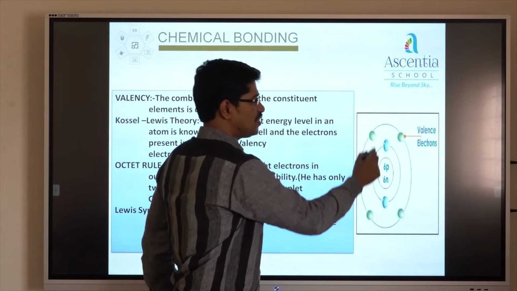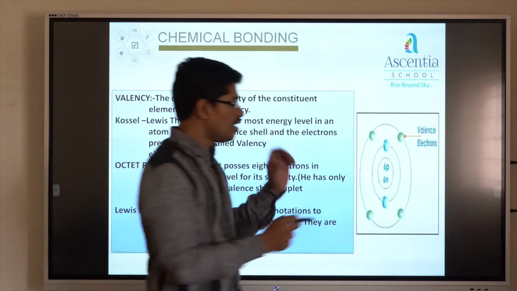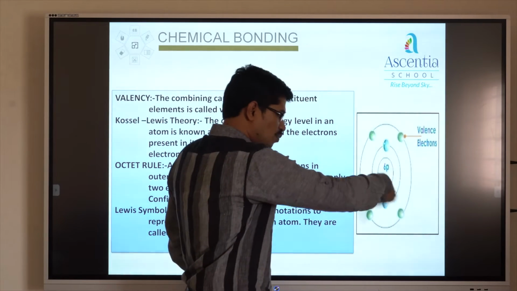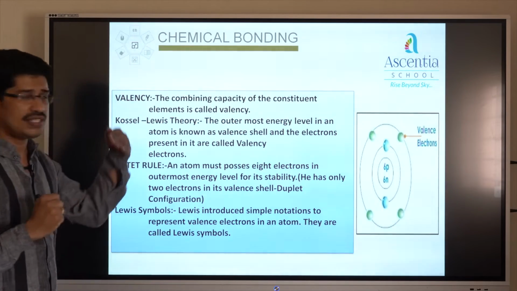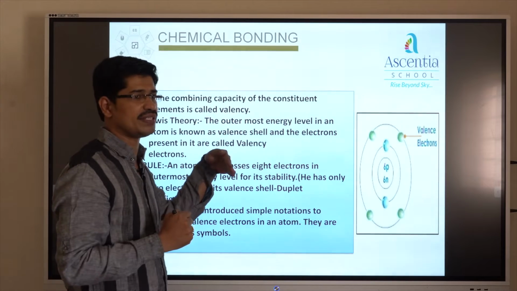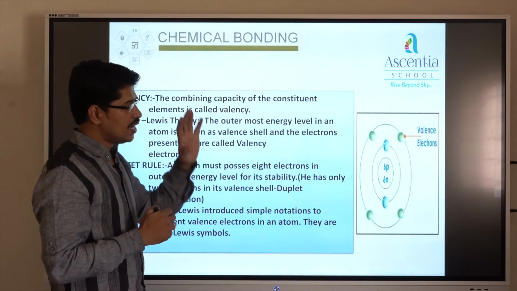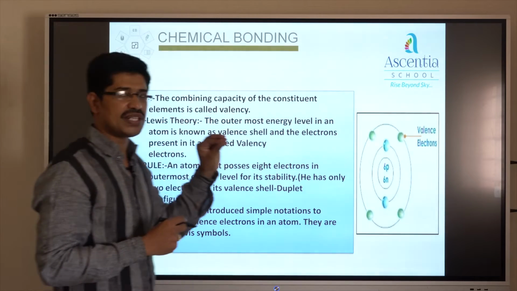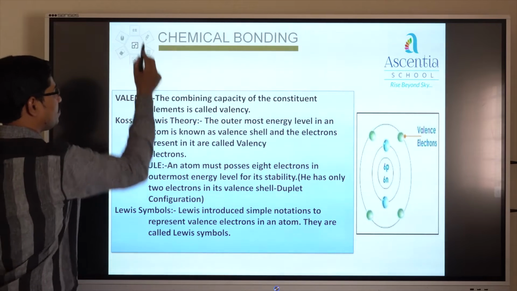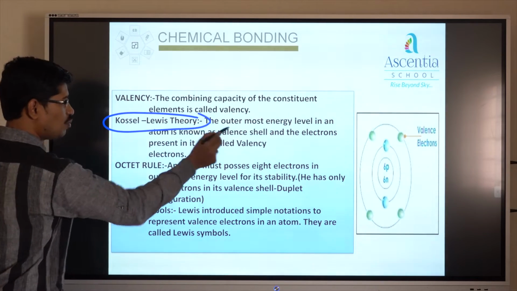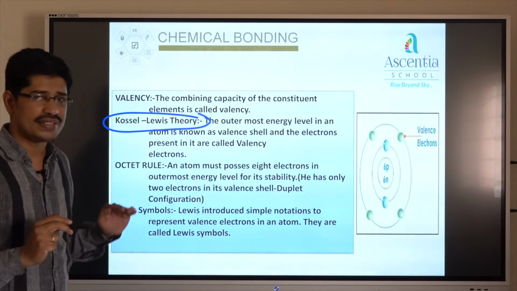For example, consider carbon. Carbon contains 6 protons, 6 neutrons and 6 electrons. The first orbit contains 2 electrons, the outermost orbit contains 4 electrons. So how many electrons does it require for stability? It requires 4 more electrons, that is 8 minus 4. For attaining stability, the valency electrons should be 8, and this is called the Kossel-Lewis theory. It tells that the outermost energy level in an atom is known as the valency shell, and the electrons present are called valency electrons.